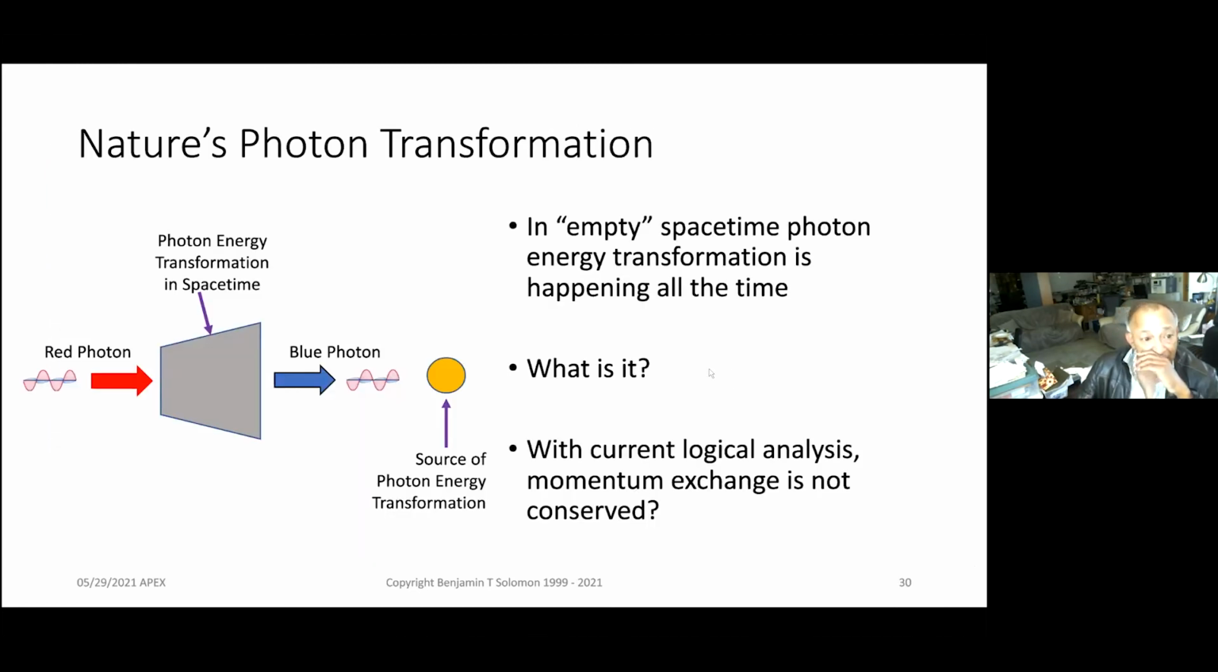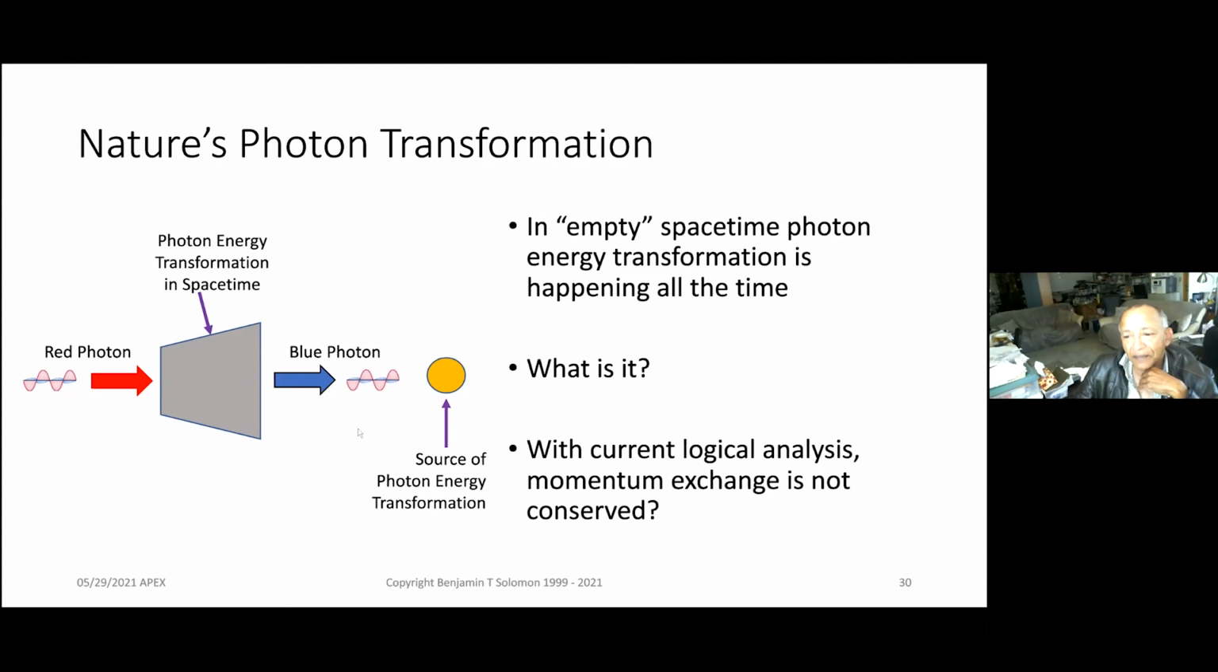Okay, so nature's photon transformation. Do you know that every nanosecond or femtosecond this is happening? A red photon goes into a region of space-time and comes out a blue photon. Anybody got any ideas what it is?